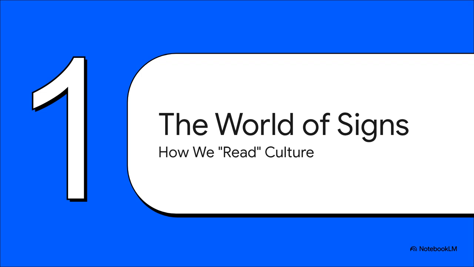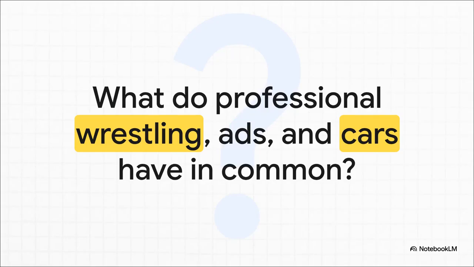See, meaning isn't just locked away in dictionaries. It's literally all around us. It's in the clothes we wear, the movies we watch. We just have to learn how to read the signals. So let me ask you this. What on earth could professional wrestling, a glossy car ad, and the actual car in your driveway possibly have in common? I mean, they seem like they're from completely different planets, right?